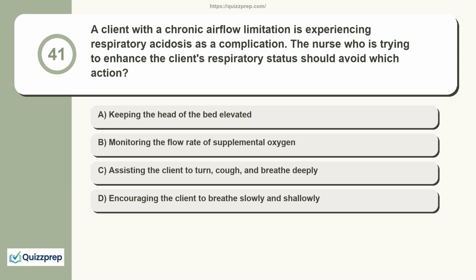Question 41. A client with a chronic airflow limitation is experiencing respiratory acidosis as a complication. The nurse who is trying to enhance the client's respiratory status should avoid which action? Keeping the head of the bed elevated, monitoring the flow rate of supplemental oxygen, assisting the client to turn, cough, and breathe deeply, encouraging the client to breathe slowly and shallowly.